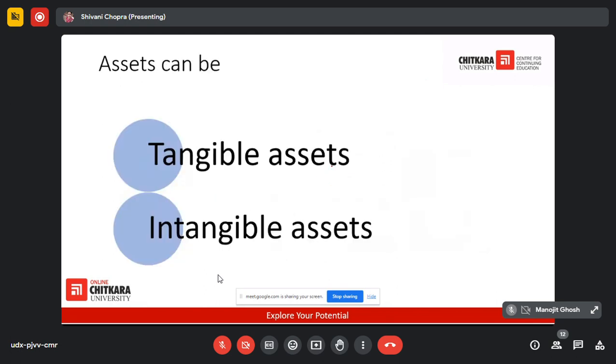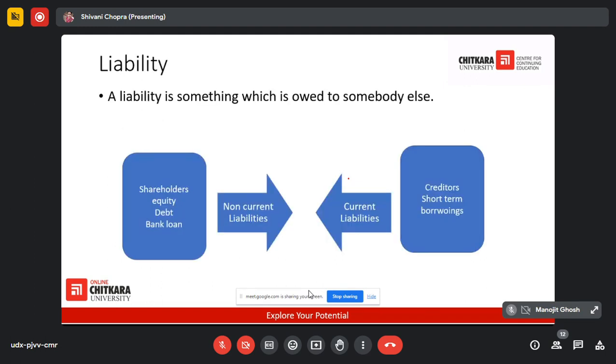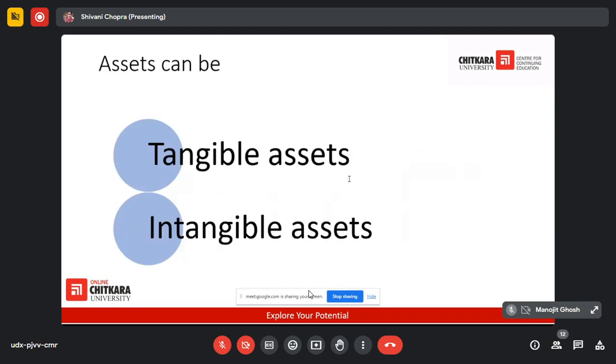Now, assets can be further divided into tangible and intangible assets. What are the tangible assets? Tangible assets are those assets which can be touched, which you can see and have their physical existence. Whereas in case of intangible assets, they don't have physical existence, but they do give future economic benefits.